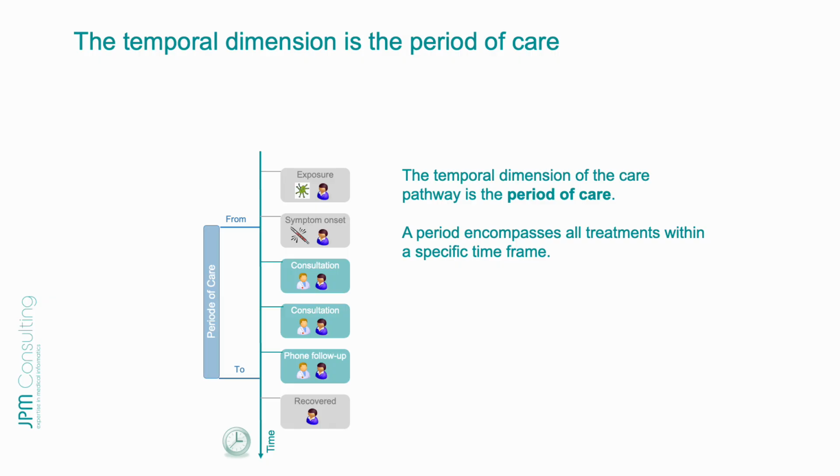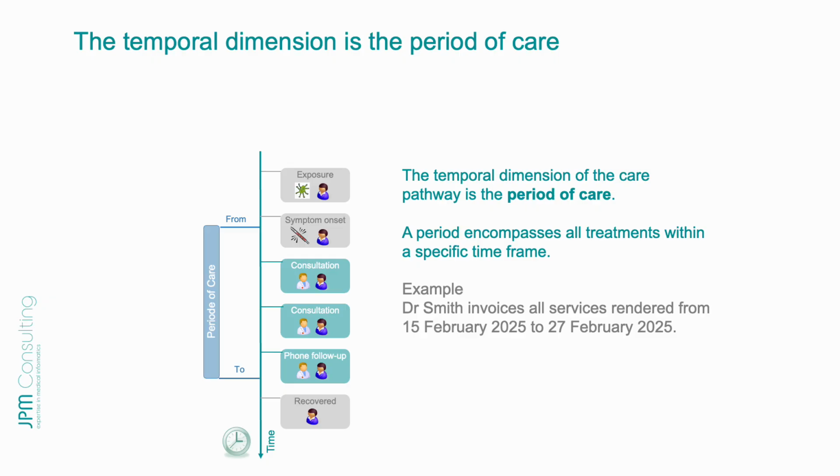One way to structure the care pathway is by time. This is the temporal dimension called a period of care. A period of care groups together all care and treatment delivered within a defined time window. It does not necessarily describe one clinical problem, it is simply a time frame. For example, Dr. Smith invoices all services provided from 15th to 17th February.